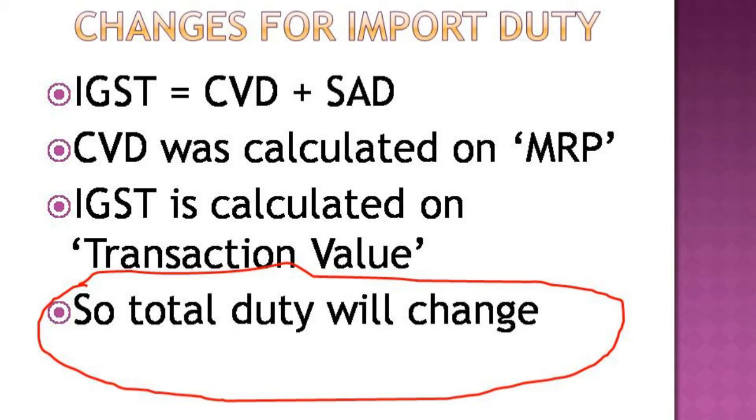CVD has been calculated on the MRP principle. However, in IGST, which already includes CVD, the calculation is made on the transaction value. This would have an impact on the overall cost of the imported goods.